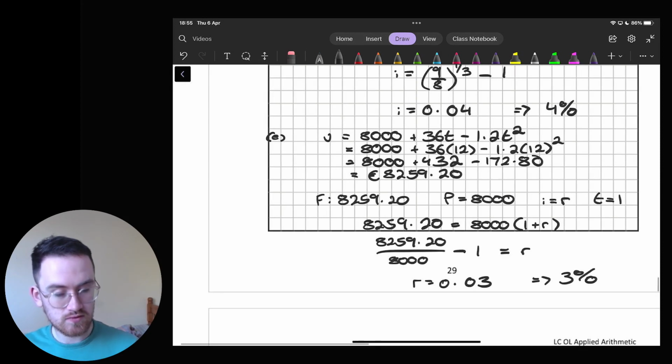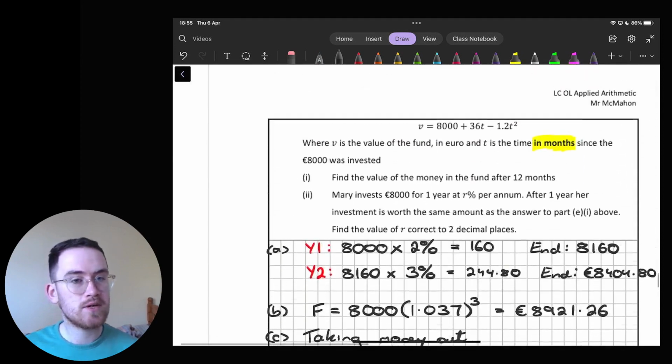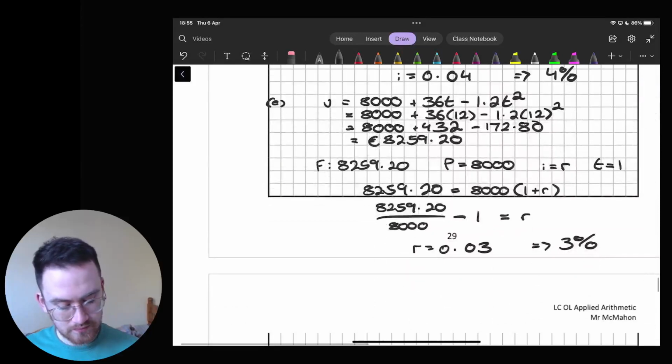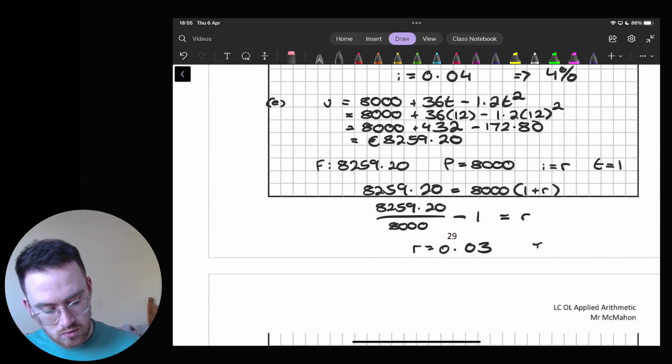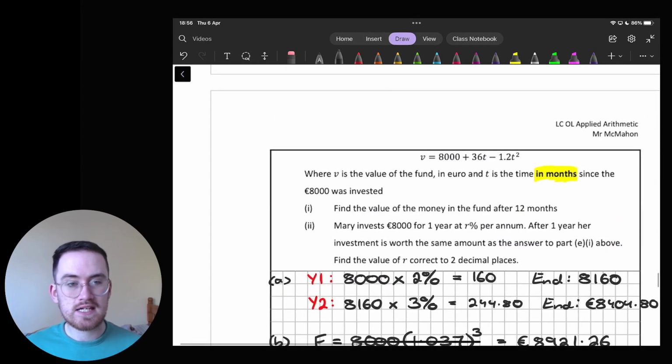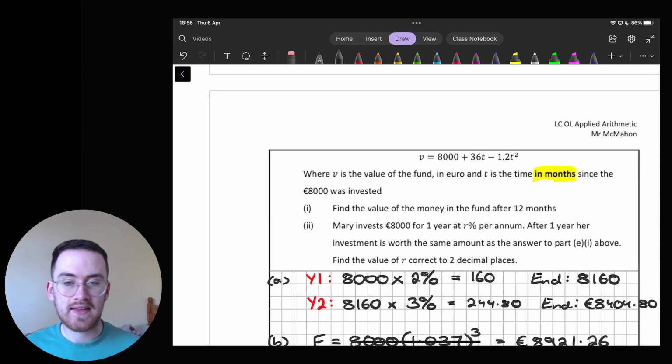So if she invests it at 3% for 1 year, that will be her value at the end of the year. And we're asked to give it to 2 decimal places, so I'm going a bit too small with that. So it's 0.0324, which as a percentage to 2 decimal places is 3.24%. So that's the accurate rate that you would need to invest it at in order to get that value out.